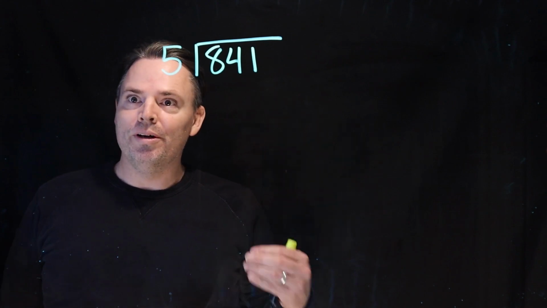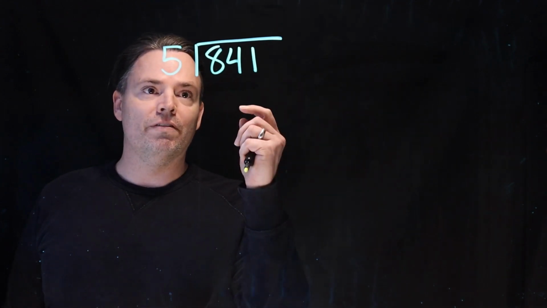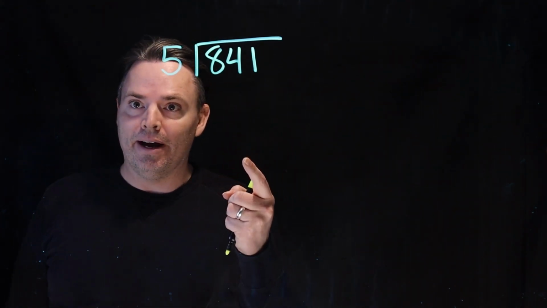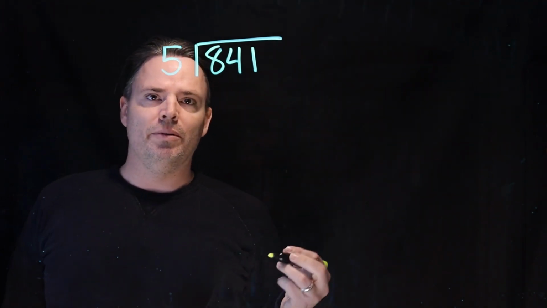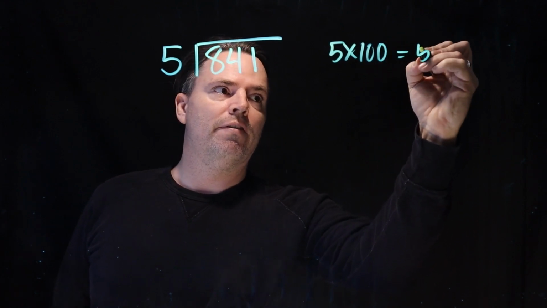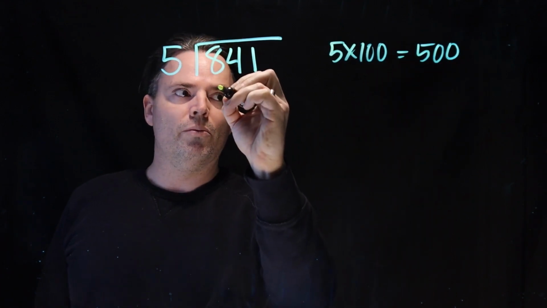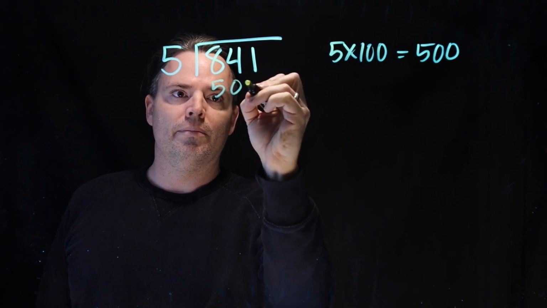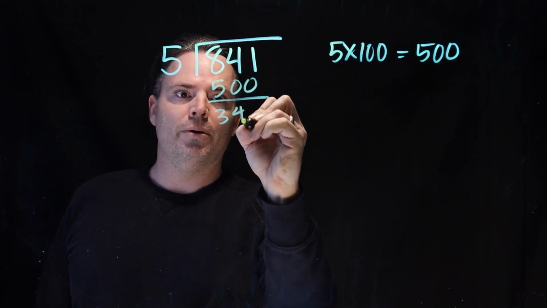Hey everyone, I was working with a student named Margaret this week on solving 841 divided by 5. The first thing she said to me was that she knew that 5 times 100 would give her 500. And so she took that away right away, and she was left with 341.